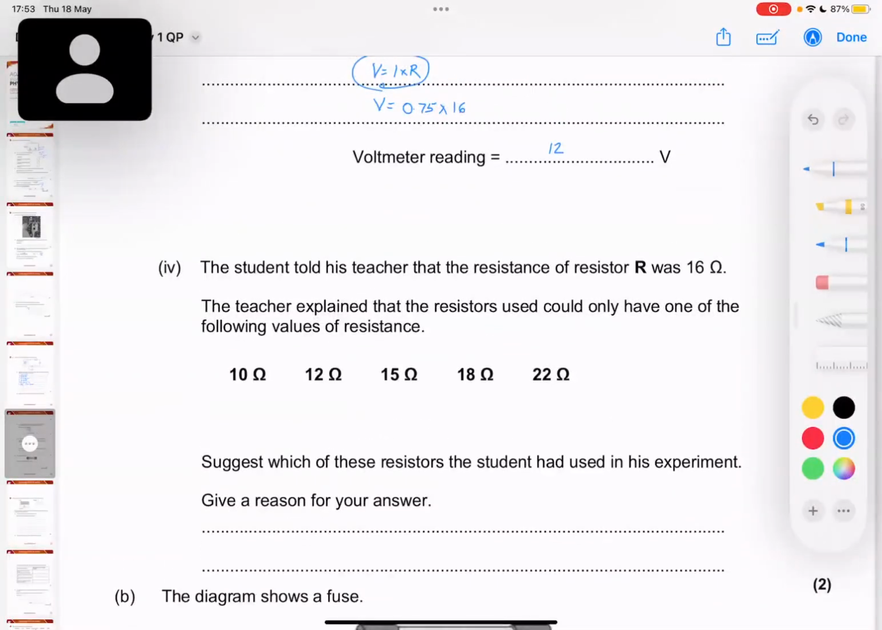Then it says that the student told his teacher that the resistance of R was 16 ohms, and the teacher explained that the resistors used could only have one of the following values: 10, 12, 15, 18, or 22. Suggest which of these resistors the student had used in this experiment and give a reason for your answer. So the teacher's saying, okay, 16, fair enough, makes a little bit of sense, but we actually only have 10, 12, 15, 18, and 22 resistors. So 16 can't be the actual value. So which resistor do you think that they used and why?